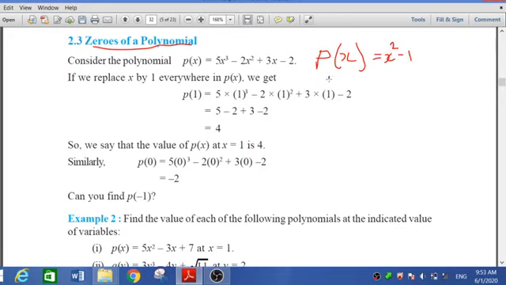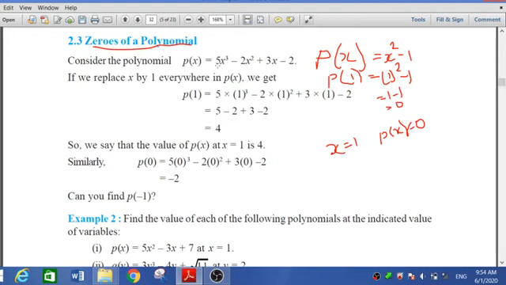Now if I put x is equal to 1, so it is 1 square minus 1. So 1 minus 1, that is 0. So we can say it is called a zero of polynomial. So 1 is called a zero of polynomial. Why? Because we have put x equal to 1 and therefore p of x equal to 0. Then we can say zero of polynomial. Otherwise, no.